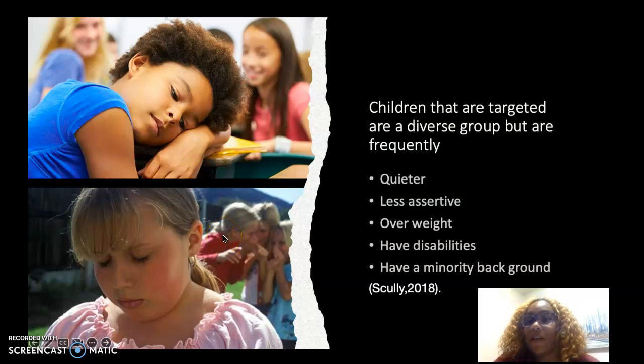Most of the time, children that are targeted are quieter children, less assertive, overweight, having disabilities, and children that have a minority background. Now, that's not to say that those are the only children that get bullied. Like I said before, you could be small and bully a big person. That's just more children that are like that are getting bullied frequently.